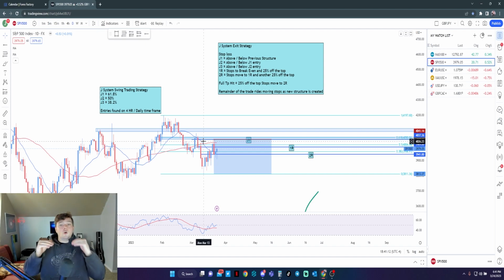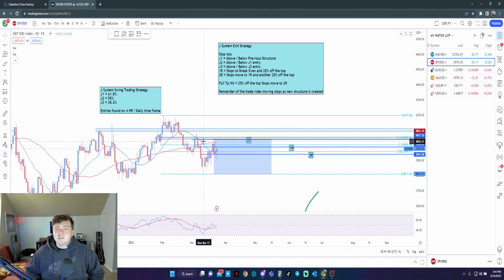We're going to see, does the J1 have the best price structure? Does the J2 have the best price structure? Does the J3 have the best price structure? If J1 has the best price structure, we're going to wait for price to come all the way back to J1 to get into the market. If J2 has the best price structure, we're going to wait for price to come to the J2 to get into the market. If J3 has the best structure, we're going to wait for price to come back to the J3 to get into the market.